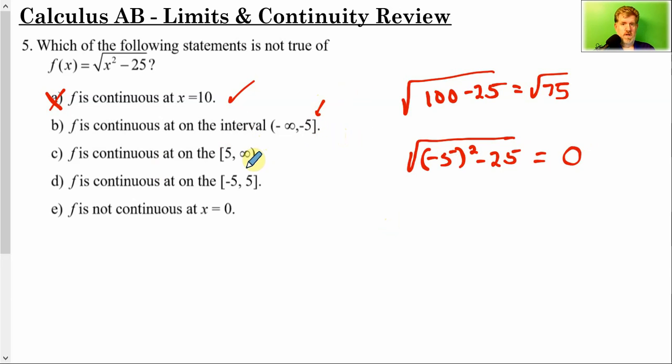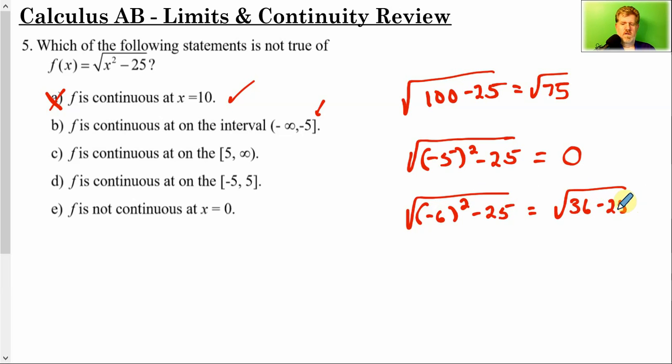Well, let's just pick a point. Let's pick a value. Let's pick negative 6. Why not, right? So negative 6 squared minus 25, which is 36 minus 25. That's the square root of 11. That exists. So this is true. Can't be the right answer.